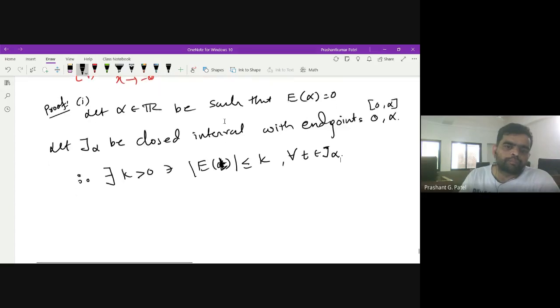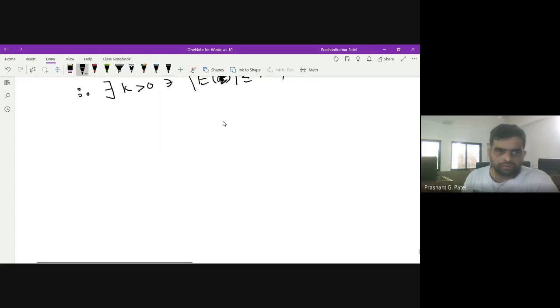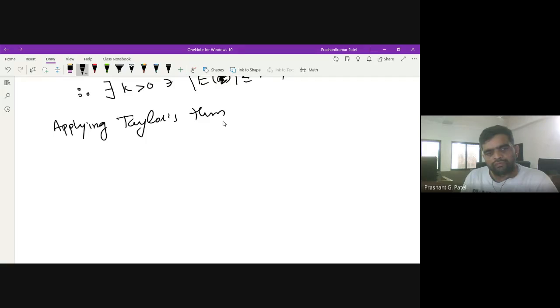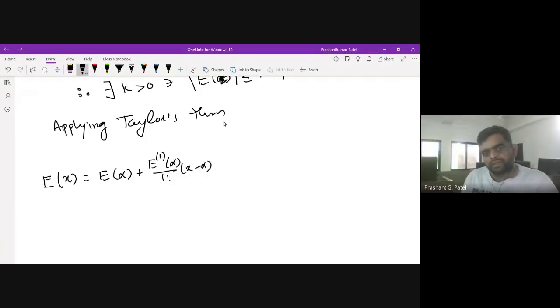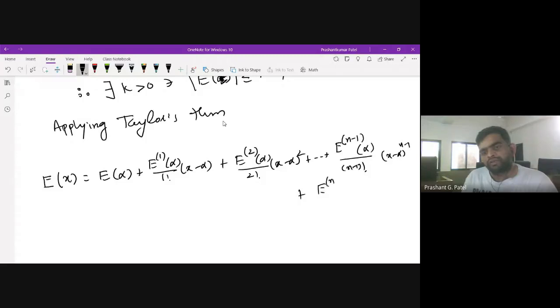Again, by applying Taylor's theorem about the point alpha, E of x will be E of alpha plus E first derivative at alpha upon 1 factorial times x minus alpha, plus E second derivative upon 2 factorial times x minus alpha squared, and so on up to the n minus 1th derivative of E at alpha upon n minus 1 factorial times x minus alpha power n minus 1, and the last term is a remainder term, that is nth derivative of E at c_n upon n factorial times x minus alpha power n.